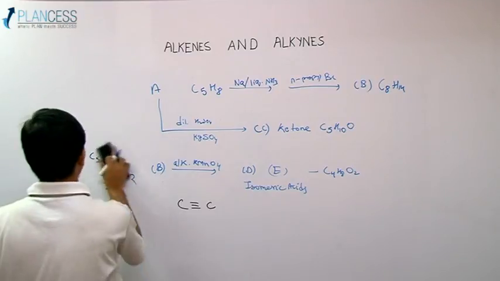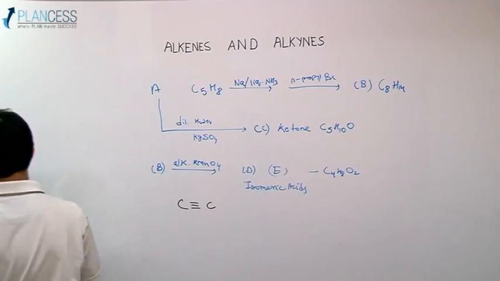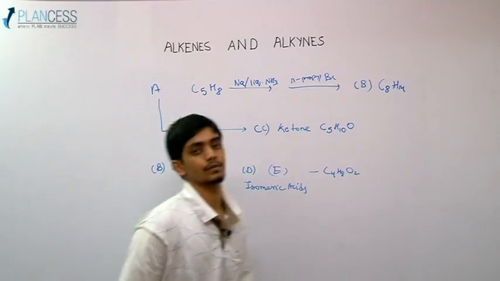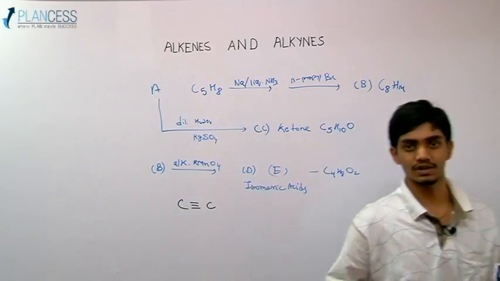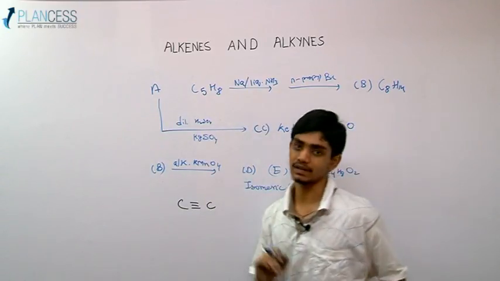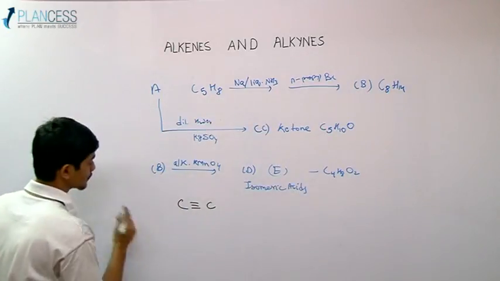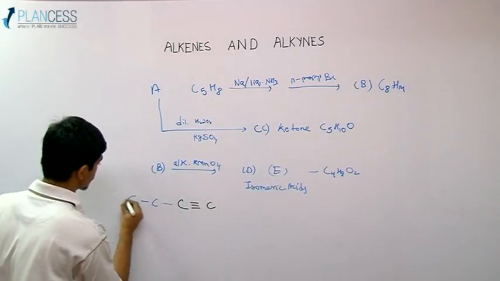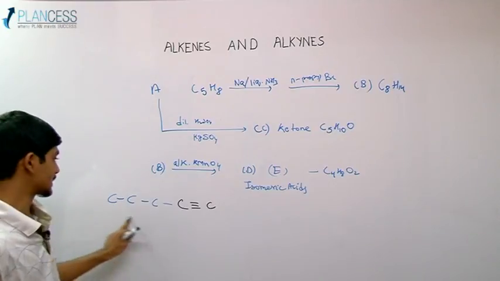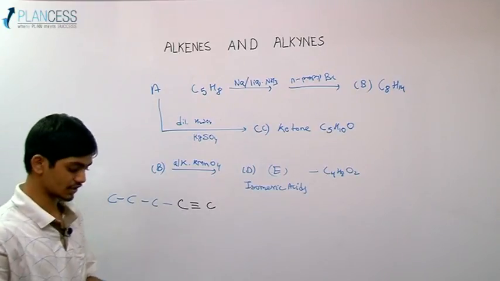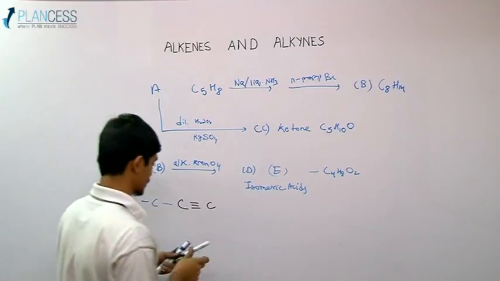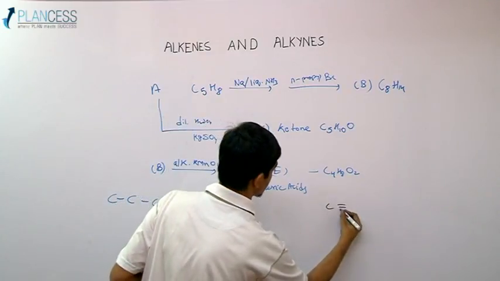So that means there are no more unsaturations, that means A has only the properties of a terminal alkyne, and hence it will undergo the reactions of the terminal alkyne. Now, in this structure, we have 3 carbons left, so either this is the structure, or a possible structure is C triple bond C.